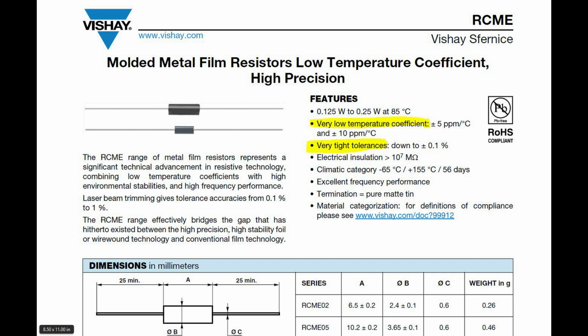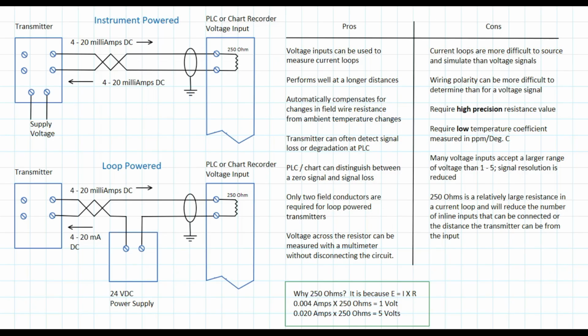Resistor choice is important. It needs to have both a very low temperature coefficient and very tight tolerances. While some degree of error in the tolerance can be calibrated for, temperature coefficient is a measurement of how the resistance changes as a function of ambient temperature. 250 ohms can be a significant factor in the resistance total of a current loop. Lower loop resistance leaves room to add more devices in the loop if necessary.